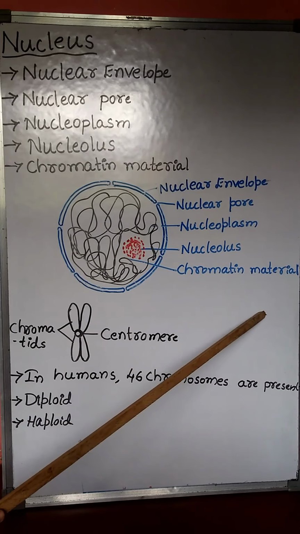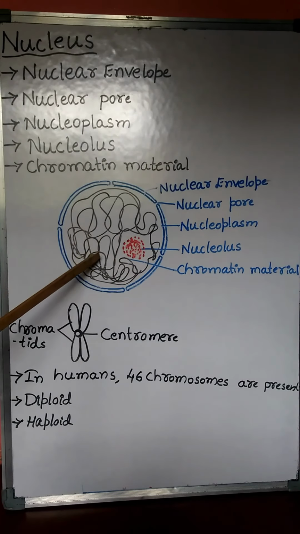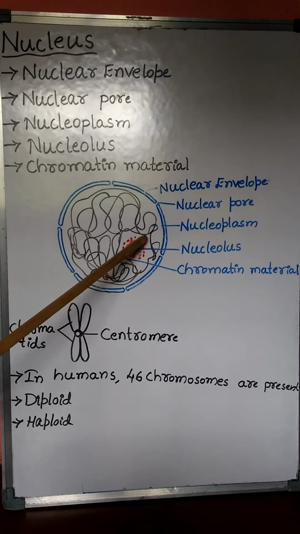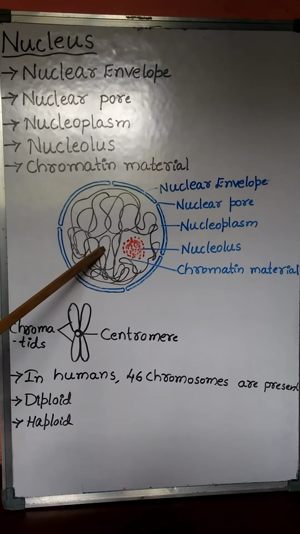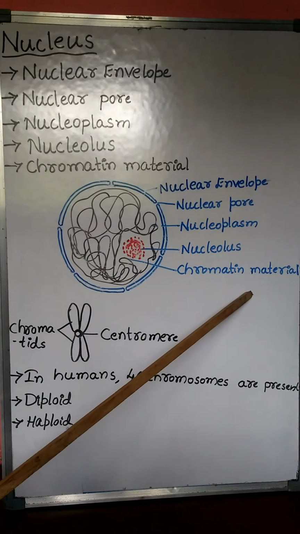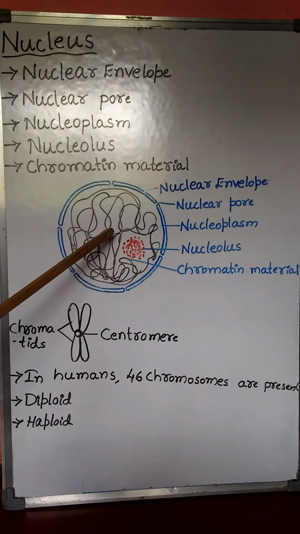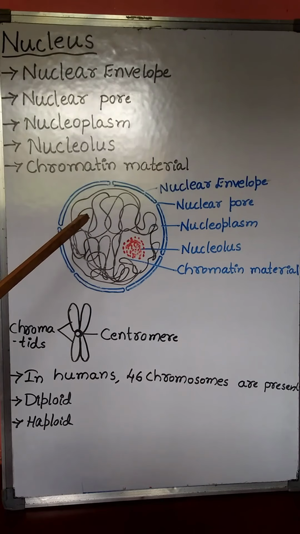Next one is chromatin material. In the nucleoplasm, you can find the presence of an entangled mass of thread-like structures made up of DNA and protein, called chromatin material.